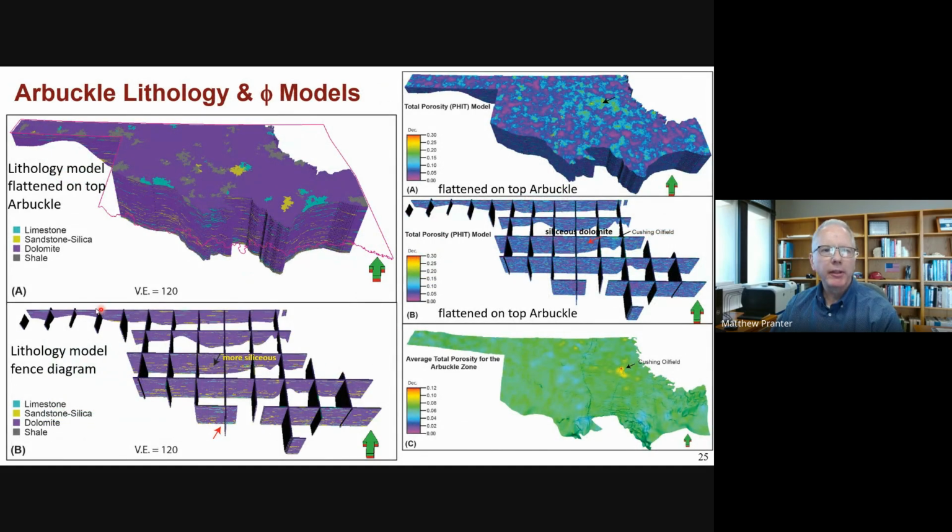So this shows the Arbuckle lithology and porosity models, the lithology on the left, the porosity on the right. And as you'd expect for the Arbuckle, it's primarily dolomite with lesser amounts of limestone and shale. These models, just so we can see things, because we're looking at the whole state, are flattened on the top of the Arbuckle, and they're vertically exaggerated quite a bit so you can see the spatial distribution of these lithologies. The yellow in here would be areas where it's a bit more siliceous, this silica content. And over here on the porosity model, this shows the spatial distribution of total porosity. Again, it's flattened on the top of the Arbuckle, and so the various colors here correspond to the variation in porosity.